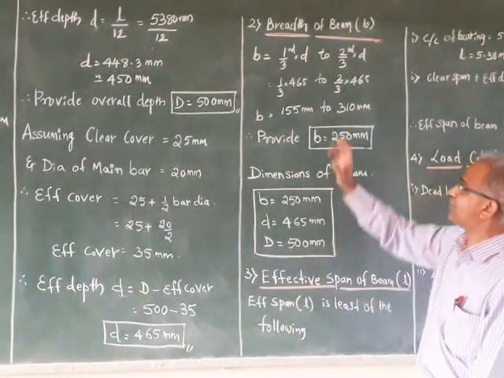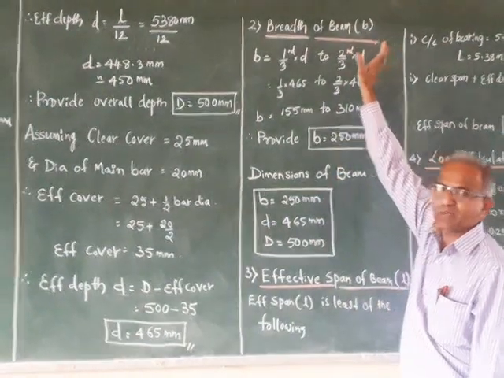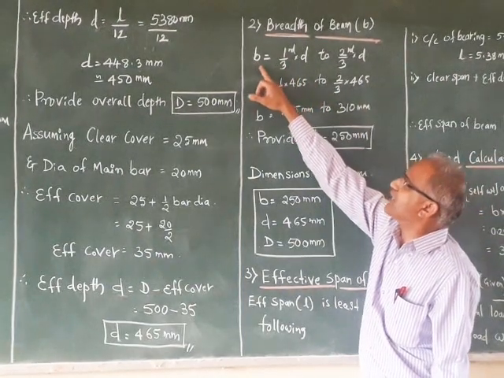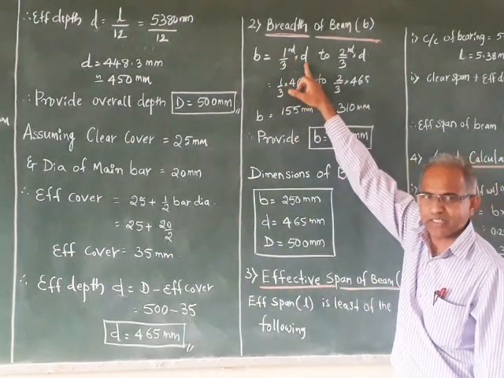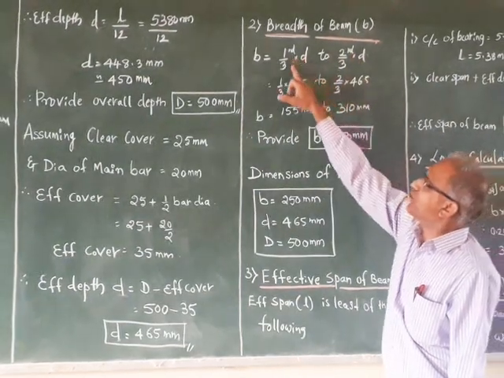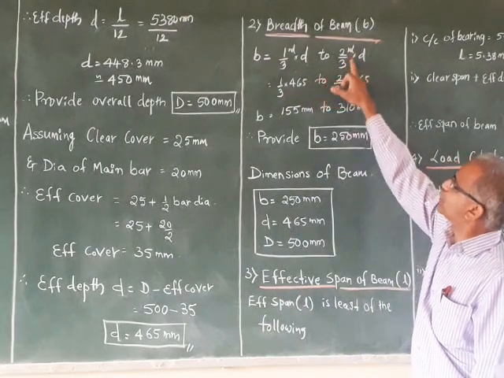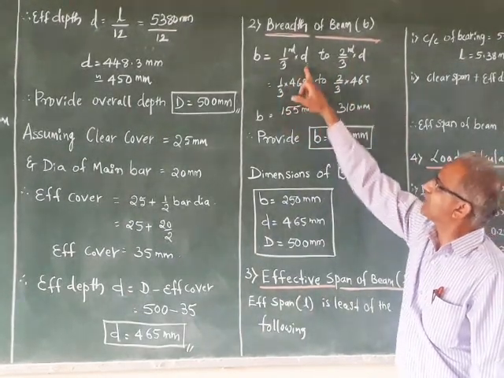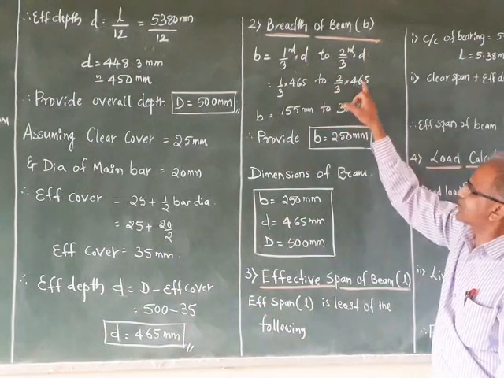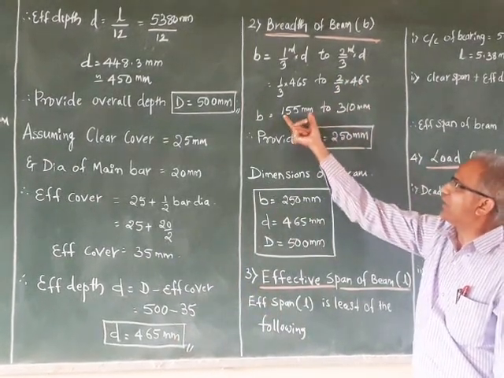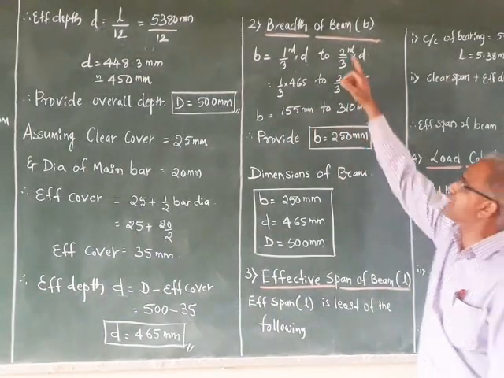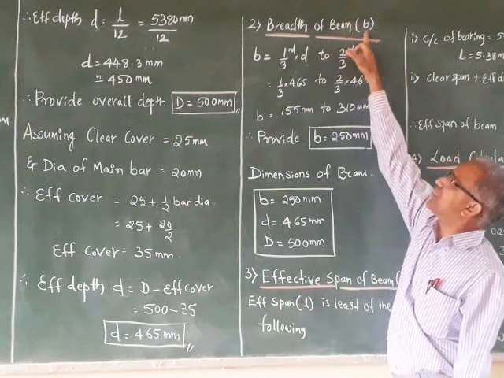So the second step will be B, width of the beam. Okay, so let us take width of the beam as 1/3 of effective depth to 2/3 of effective depth. That is 1/3 of d to 2/3 of d. So 1/3 of 465 to 2/3 of this 465. So any value between 155 to 310 mm will be considered as width of the beam, that is B.